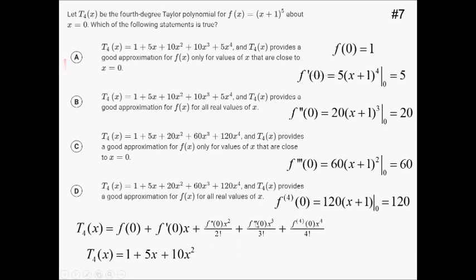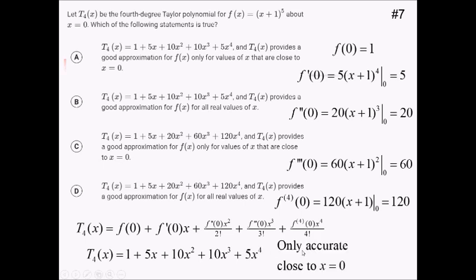So f triple prime, that was 60, divided by 3 factorial. That's really 60 over 6, which is going to be 10. And we have that x cubed that is there still. And finally, our fourth derivative of 0, that's 120. 4 factorial, that's going to be 24. So that comes out to 5x to the fourth.